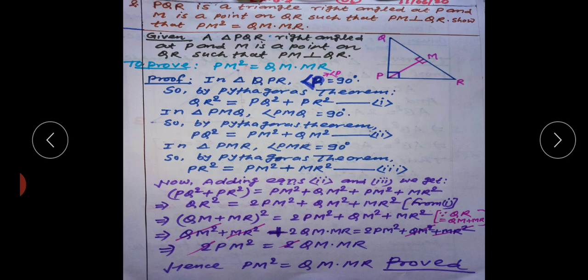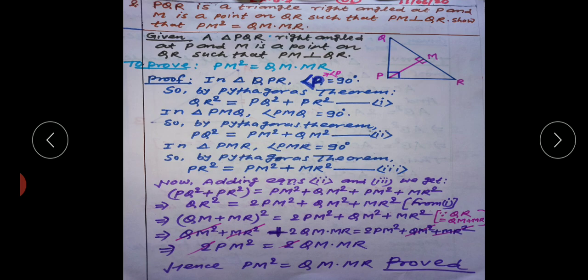Now I am here with some problems based on the Pythagoras theorem we have studied earlier, and also some problems based on the converse of Pythagoras theorem of your exercise 6.5. So let us see question number 2 of exercise 6.5 given in your NCERT book. Question number 3 is also based on question number 2, so you can solve question number 3 on your own based on question number 2. So let us see what is given in question number 2.